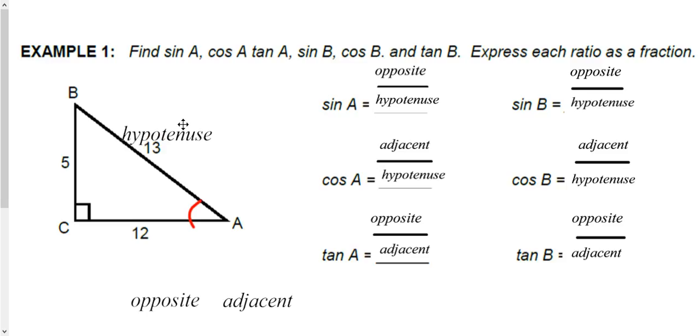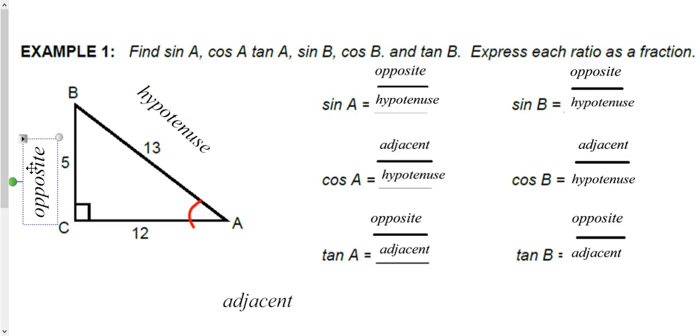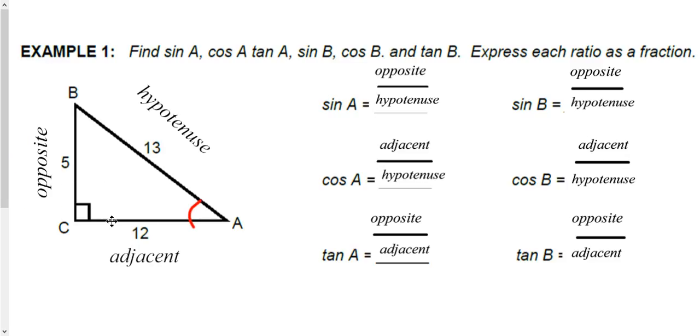So we've got our hypotenuse over here across from that right angle. And then opposite this angle A is this side over here, CB, because it's opposite angle A. Now when we do angle B, we're going to end up switching these sides in a minute. But right now, with respect to angle A, they're labeled like this. So the sine of angle A is the side opposite, which is 5, over the hypotenuse, which is 13, 5 over 13. Now this doesn't reduce.